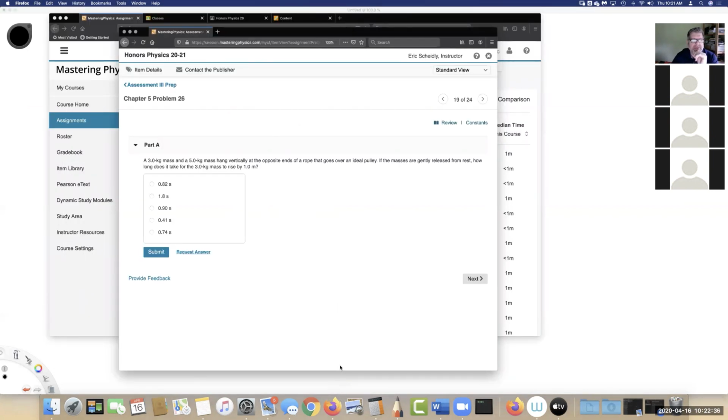A 3 kilogram mass and a 5 kilogram mass hang vertically from opposite ends of a rope that goes over an ideal pulley. If the masses are gently released from rest, how long does it take the 3 kilogram mass to rise by 1 meter? This is actually a significant calculation that you have to do in order to get the answer, because this is what's called the Atwood's machine.